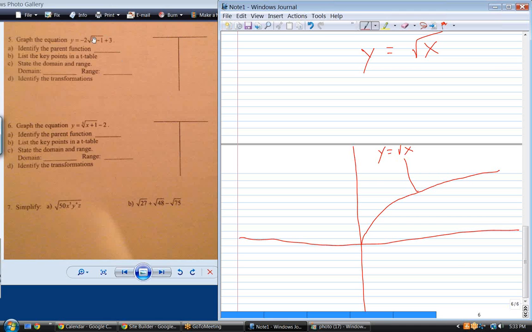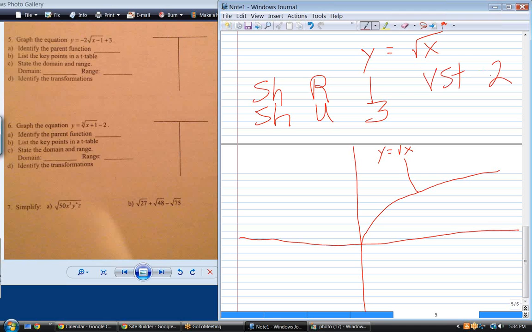We've got four things going on here. What's the consequences of the negative 1? You shift right by 1. What's the consequences of the plus 3? Shift up 3. What's the consequences of the 2? Not the negative 2, but the 2. Vertical stretch of factor of 2.